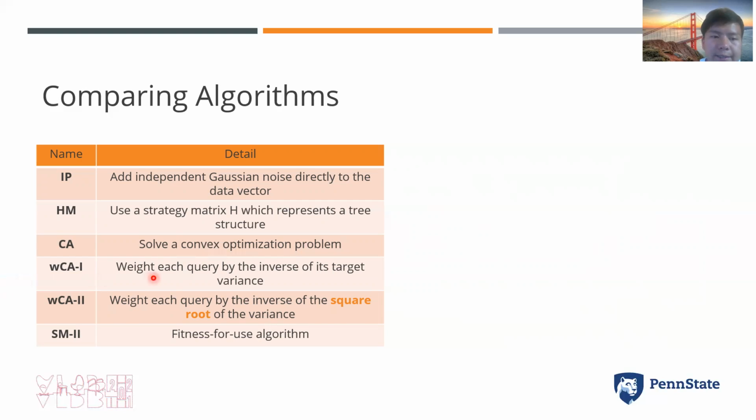Version 1 changed the workload by dividing by the target variance, so it makes some parts of the queries more accurate, so more important. And version 2 scales the query by the square root of the variance. And SM2 is our fitness for use problem algorithm.